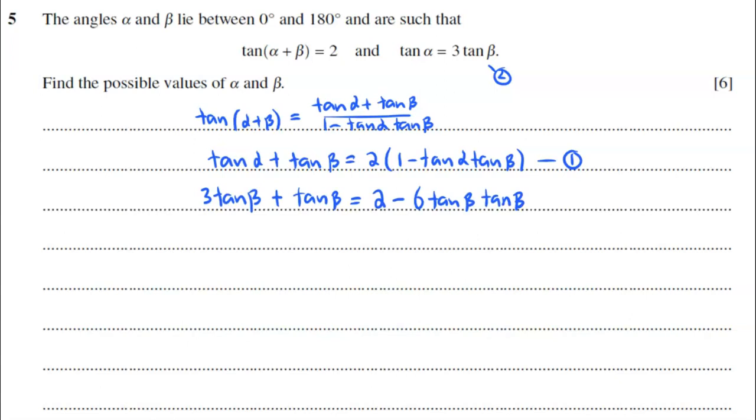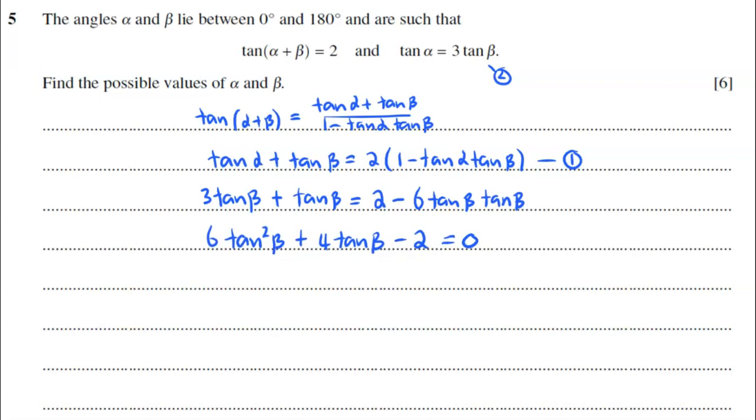Right, so we can see that a quadratic is forming here. What we'll do is take the squared term over here so that it becomes positive. So it's going to be 6 times tan squared beta. We have 3 plus 1 is 4 tan beta, and if we bring the 2 over as well, it becomes minus 2, and that equals 0. All right, so we've got a quadratic.